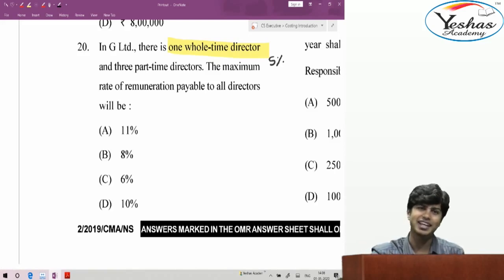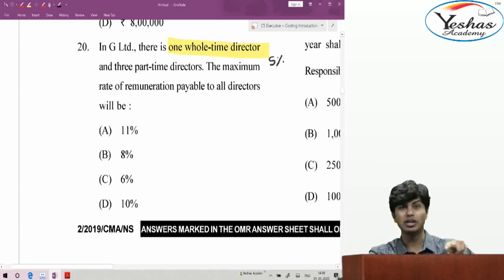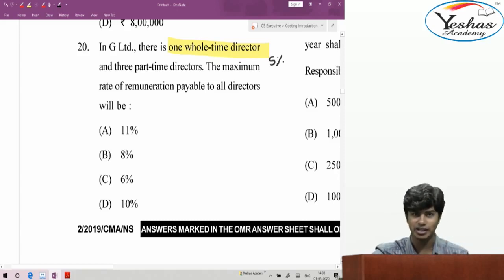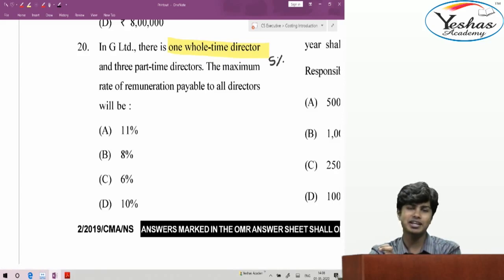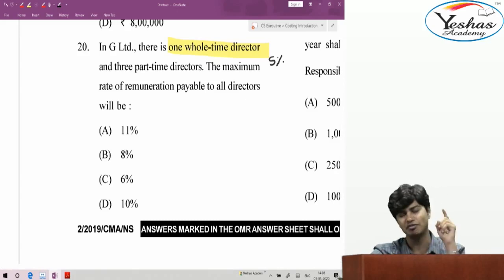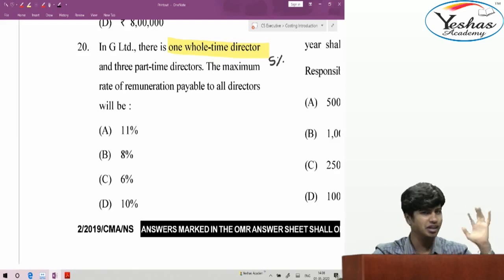If there is one managing director and one whole-time director, still 10%. If there are one managing director and two whole-time directors, still 10%. You get that? So full-time directors, part-time directors. Full-time directors, if they are there, only 5% if they are one in number. If they are more than one in number, we give 10%.